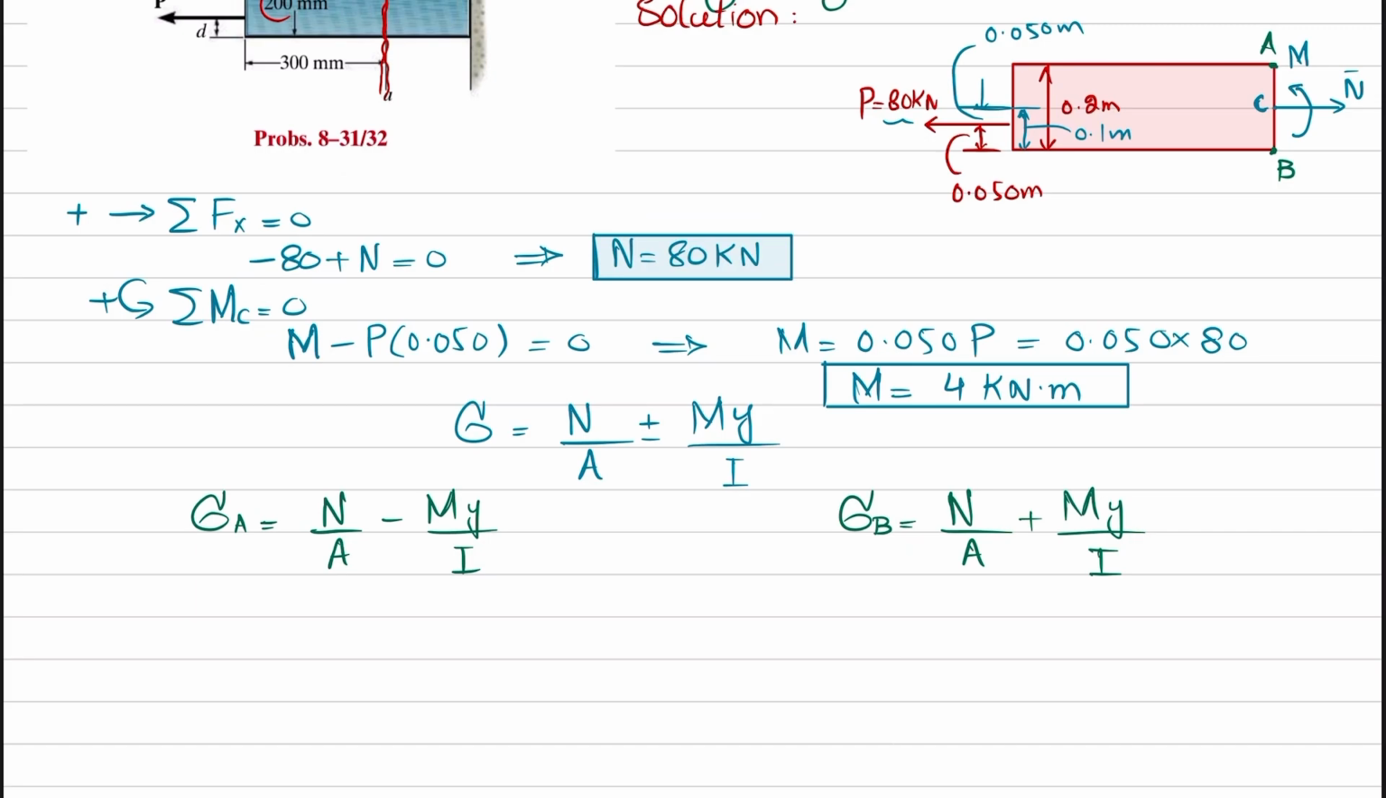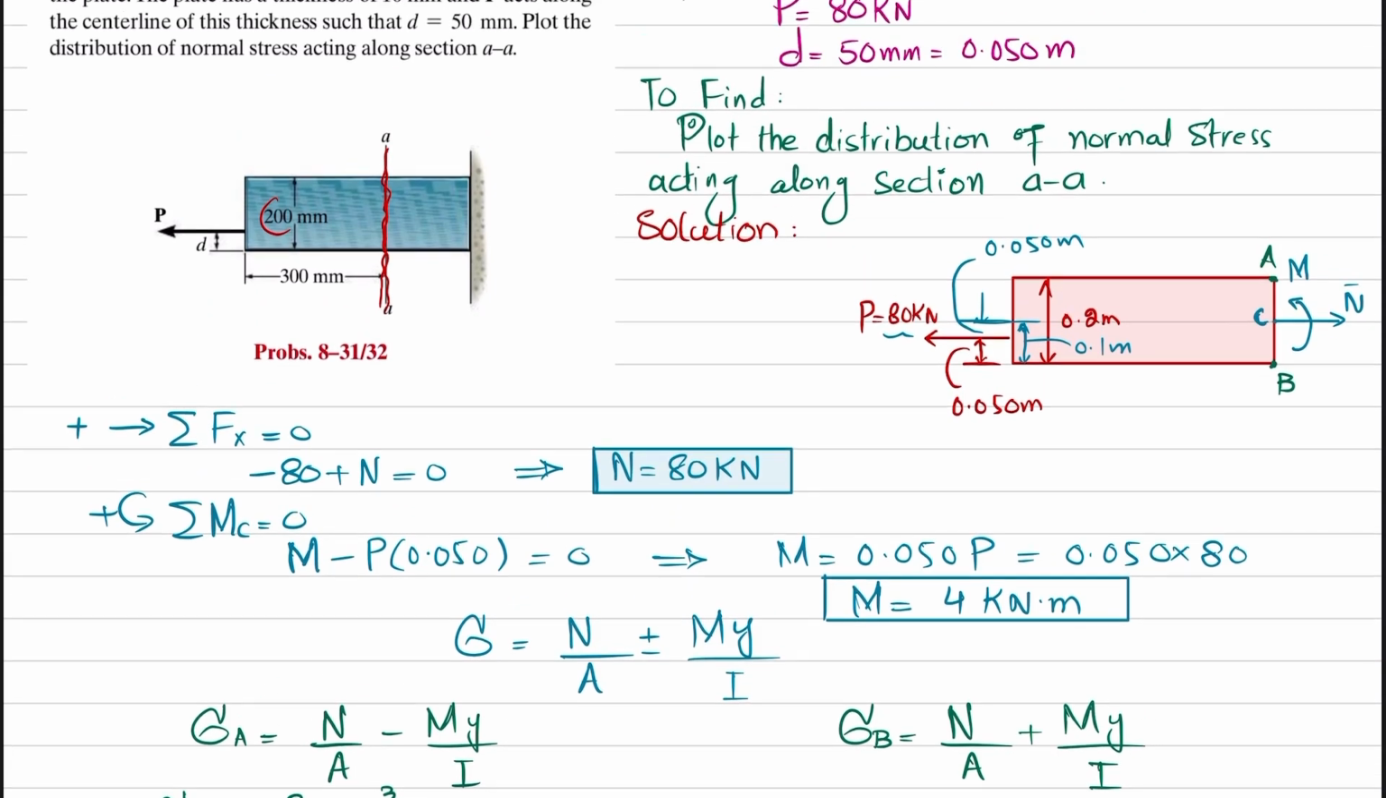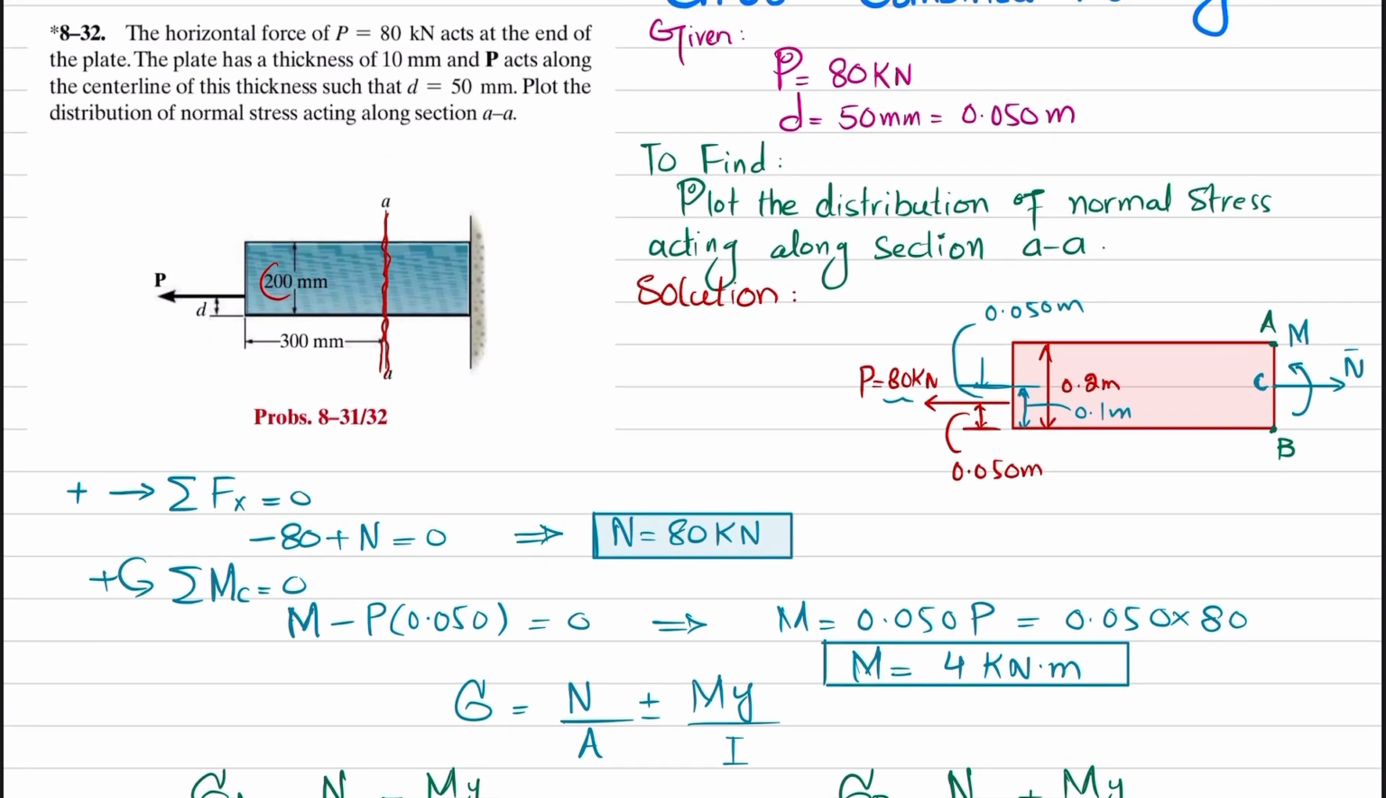So we'll first find sigma A. Sigma A is equal to N, which is 80 kilonewton, so 80 into 10 raised to power 3, divided by the area. The thickness of this plate is given as 10 millimeter, which is 0.010 meter, and this is the height, which is 0.20 meter.